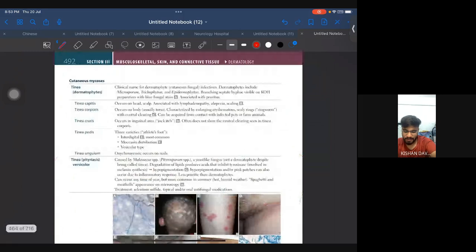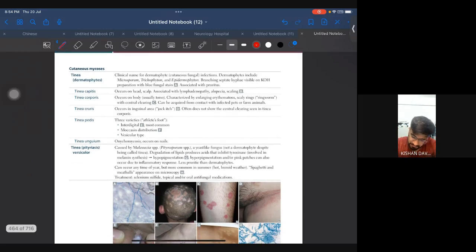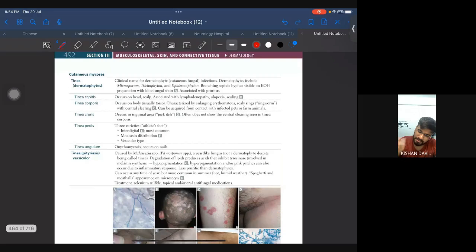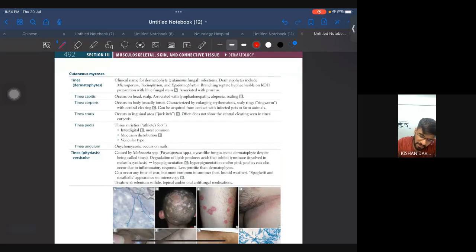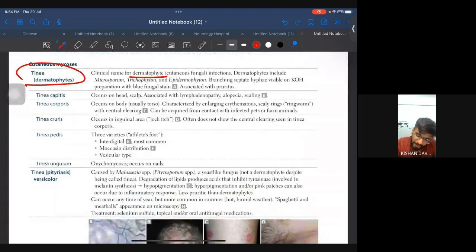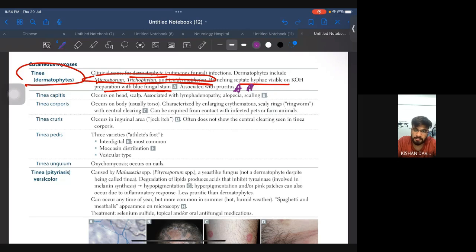All right. Moving ahead, cutaneous mycosis. I put this microbiology part here. Okay, no problem. Cutaneous mycosis, tinea, is the clinical name for dermatophyte infection. Dermatophytes include Microsporum, Trichophyton, and Epidermophyton. Remember these names. They have septate hyphae visible on potassium hydroxide preparation with blue fungal stain. This is very important. Actually it is a part of microbiology, mycology, but I am taking it here because it's already given. I will forget later.